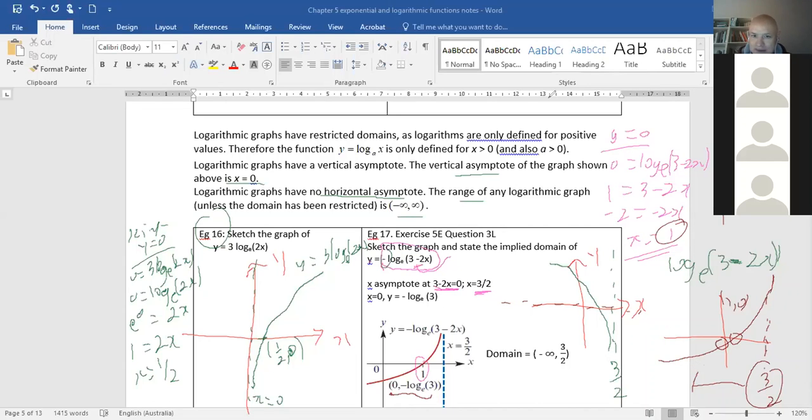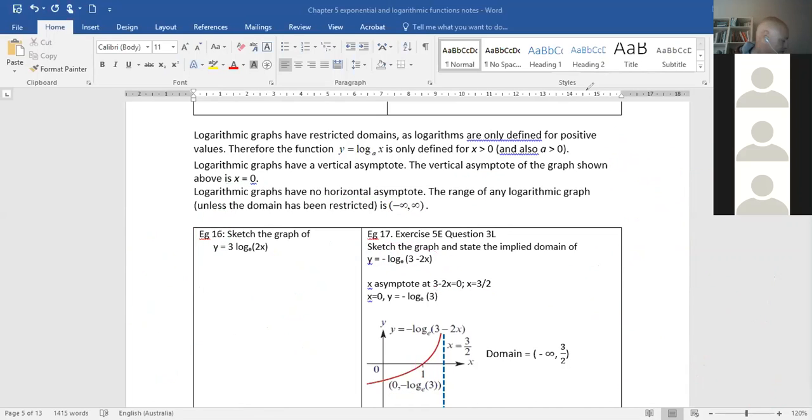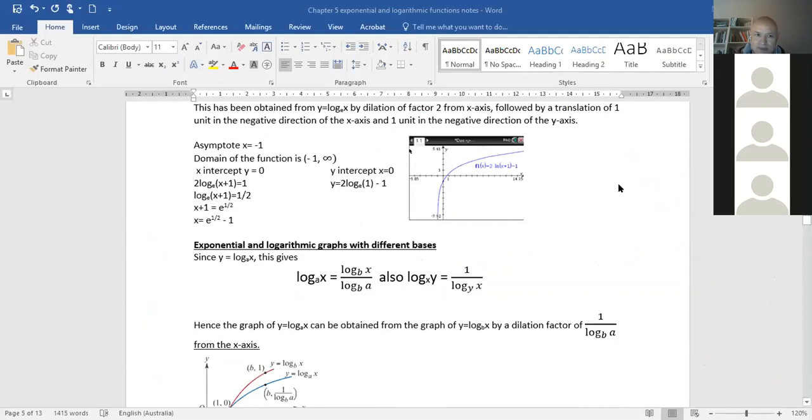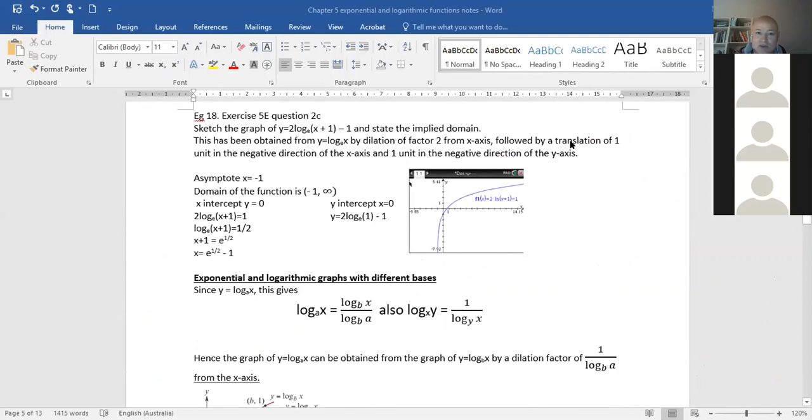All right, I will clear this. Okay, this one is question 2C from your exercise.